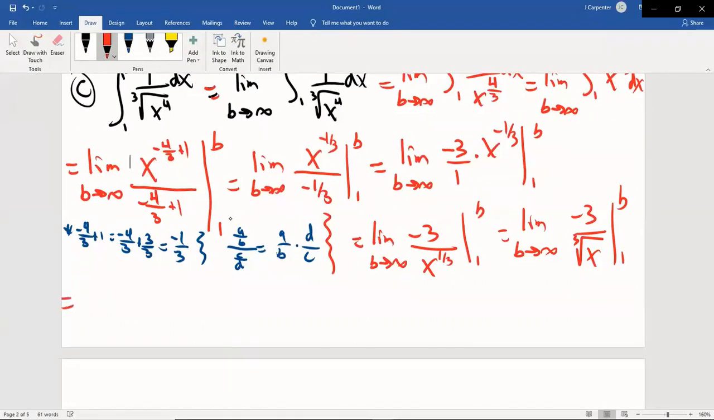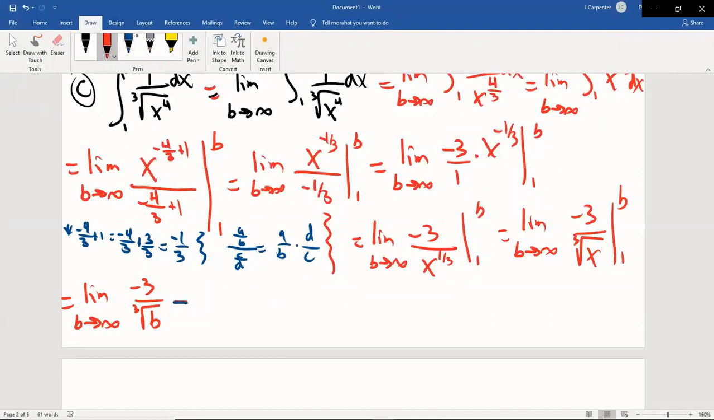All right, we're finally ready to no longer write limit. After this next step, we'll finally be ready to not write limit. So limit, b goes to infinity, and again, this could be a negative infinity if that was how the integral is set up. So -3 over the cube root of b minus, so that minus is the upper limit minus the lower limit.